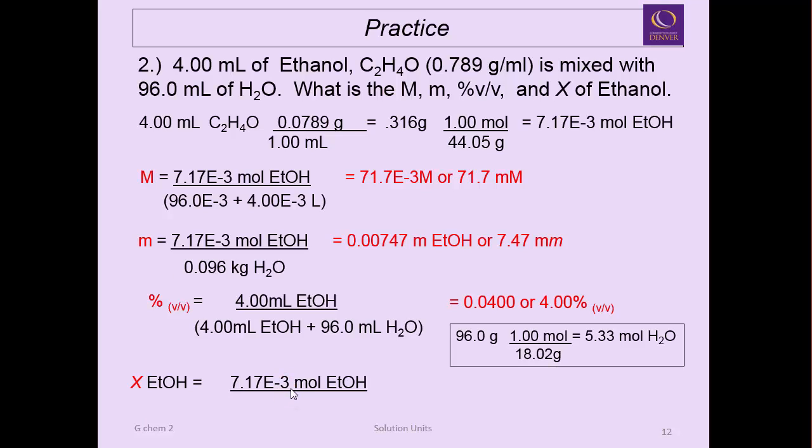Divide it by the total moles. Oh, but first we're going to have to find out the moles of water. In this case, there's 96 mils of water, which is 96 grams. Remember, density of water is 1. Divide it by the molecular weight from the table. You get 5.33 moles of water.